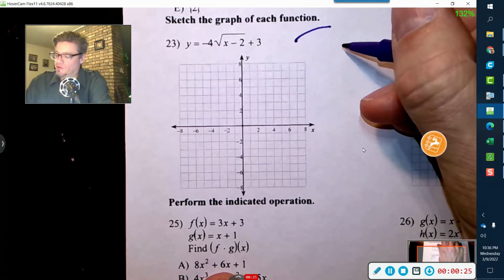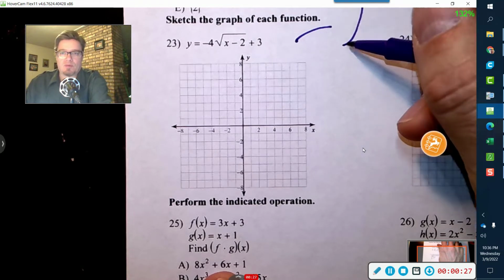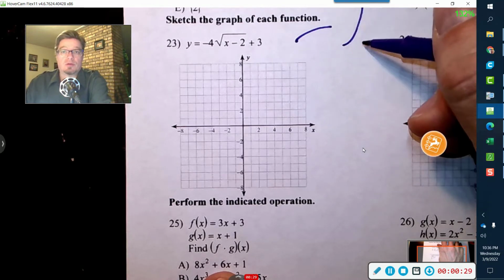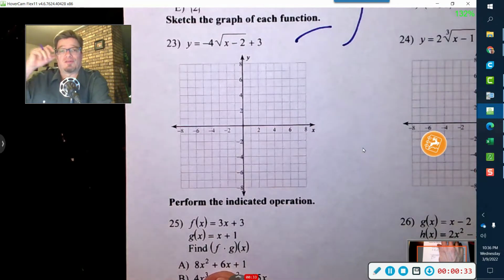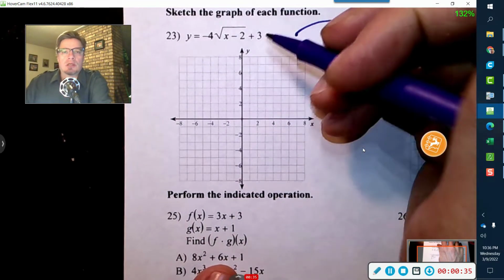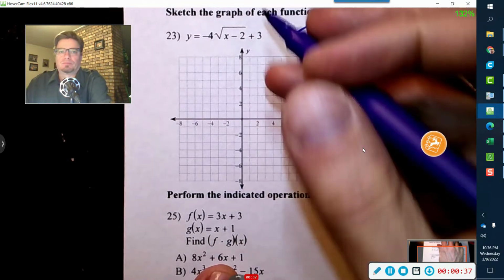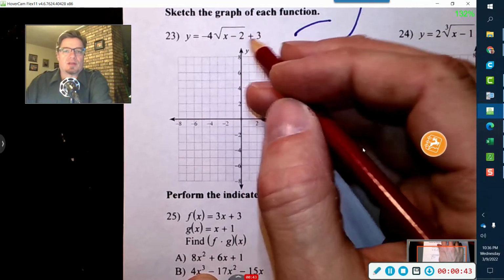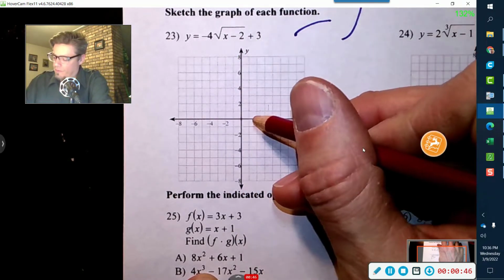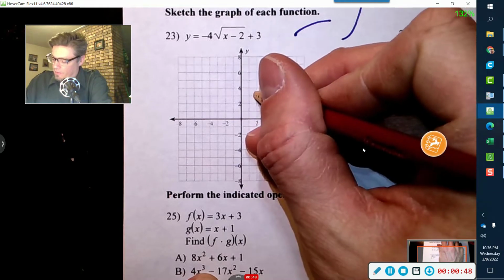When we did quadratics, it was the other way around, right? It was 0, 0, 1, 1, 2, 4. Now it's 4, 2. So the whole thing is flipped on its side. So what we're going to do is draw in a light color the parent function after the transformation. So we've gone over to the right 2, and we've gone up 3, right?